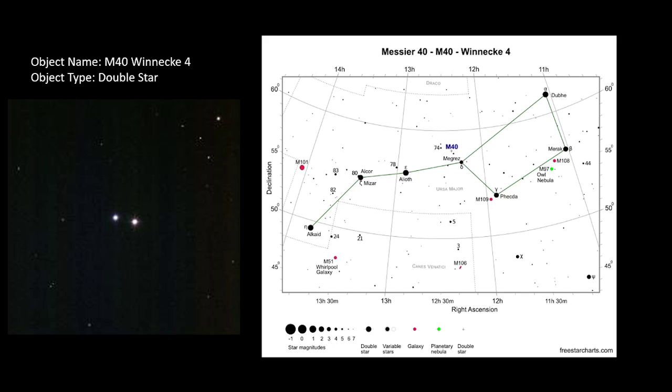Again, just to finish off, M40, Winnecke 4, that's how you pronounce it. This is a double star. I think it was possibly put in through confusion, thinking there was some nebulosity there when there isn't. It's described as one of the few real mistakes in the Messier catalogue. It shouldn't really have been in there, as it's not a nebula.